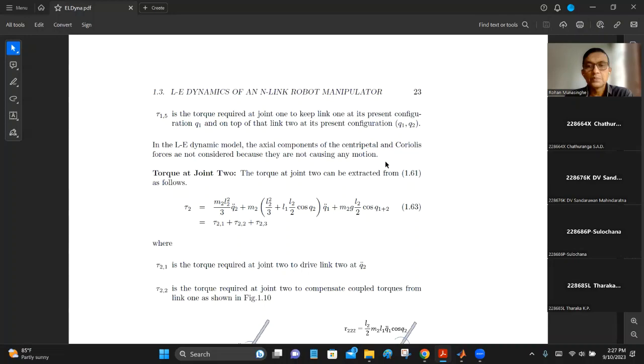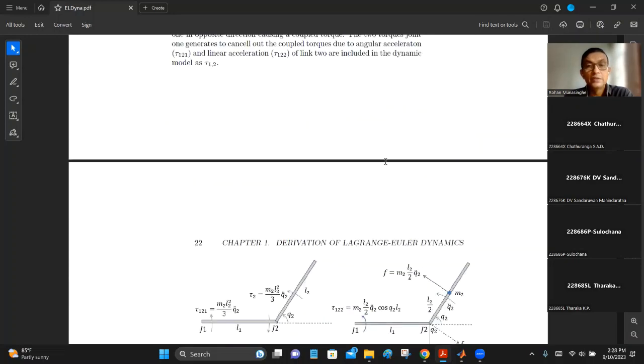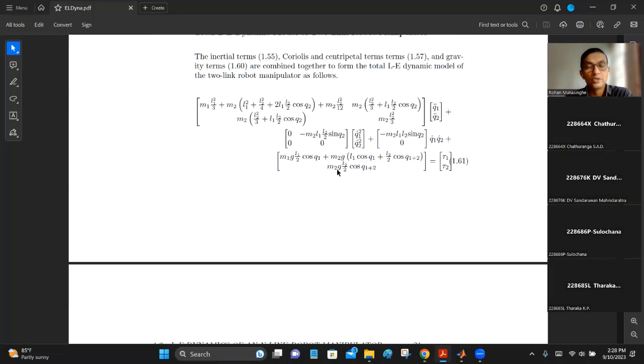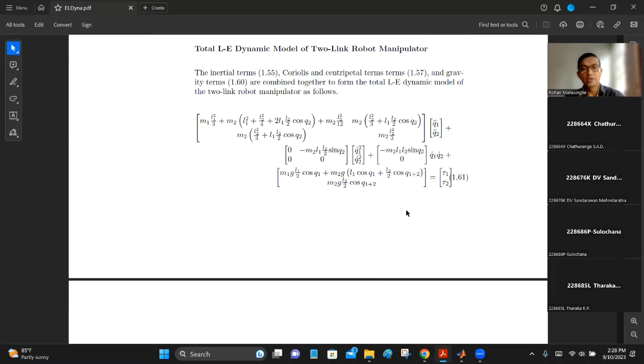And where do I get it? I get it from the same equation from which I got the equation earlier for joint 1. So this is the Lagrange-Euler dynamic equation for a two-link manipulator. And if you try to get the second equation of this one, you will see from the inertia terms, this term times Q1 double dot, this term times Q2 double dot, and these are zeros, these are zeros. As I said to you, see these zeros here, right?